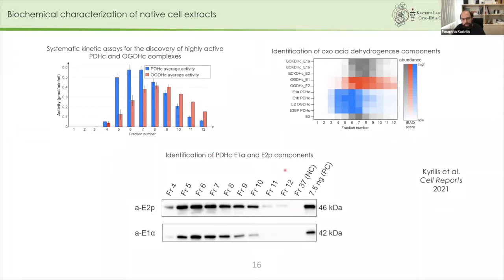And in addition, with antibodies that we produced, we can even follow the component proteins that, for example, the pyruvate dehydrogenase complex has across these fractions. So we really see that in these megadalton fractions, we have not only their proteins, but the full assemblies.